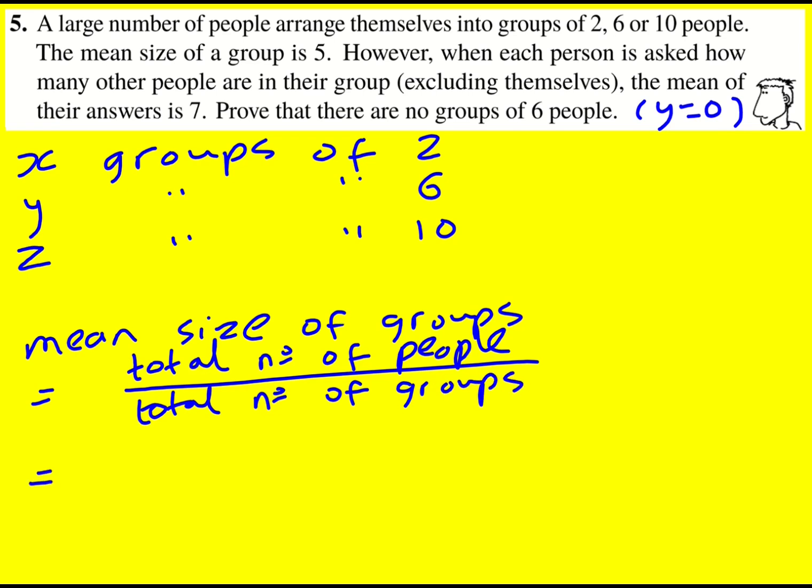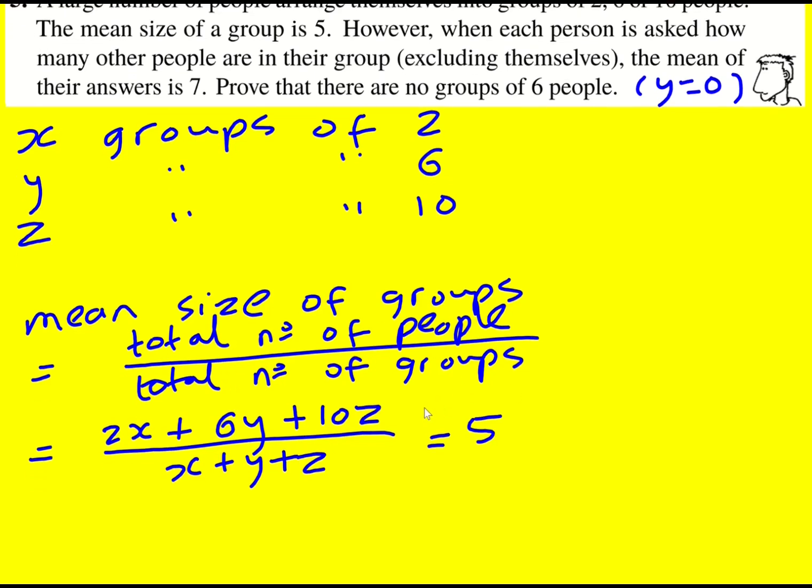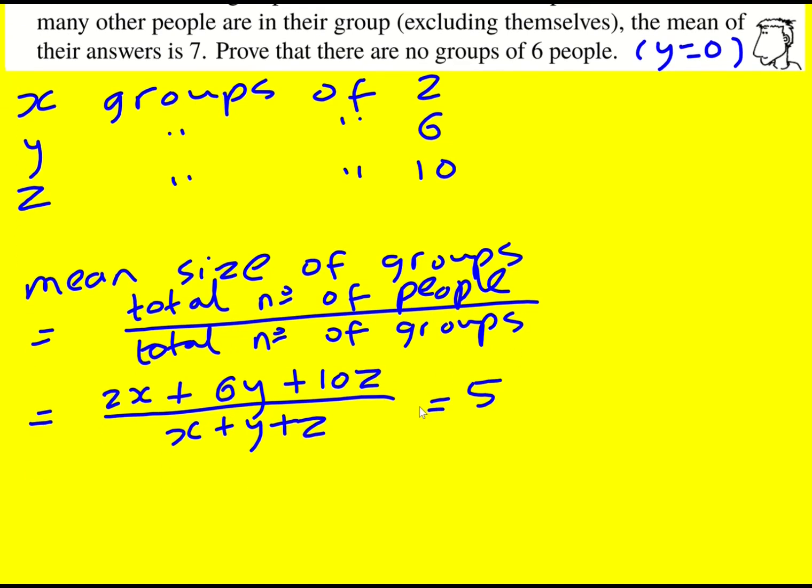Okay, so there are X groups of 2, and therefore there are 2X people in those groups. And there's 6Y people in the Y groups of 6, and then 10Z. That's the total number of people. If I divide by the total number of groups, it's going to be X plus Y plus Z, and that is going to equal 5. So I've created an equation that relates X, Y, and Z together.